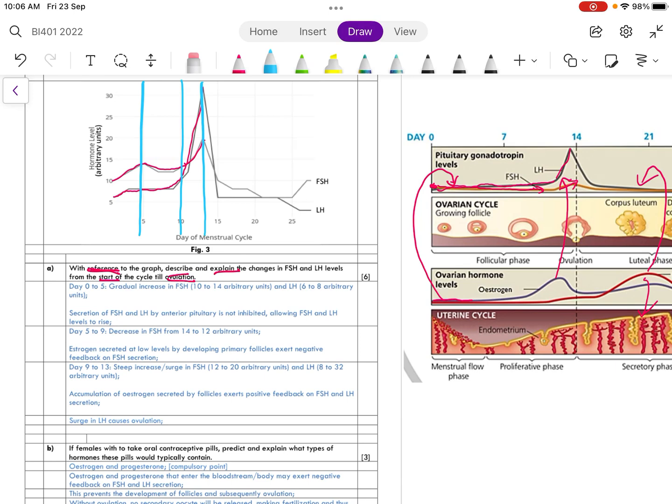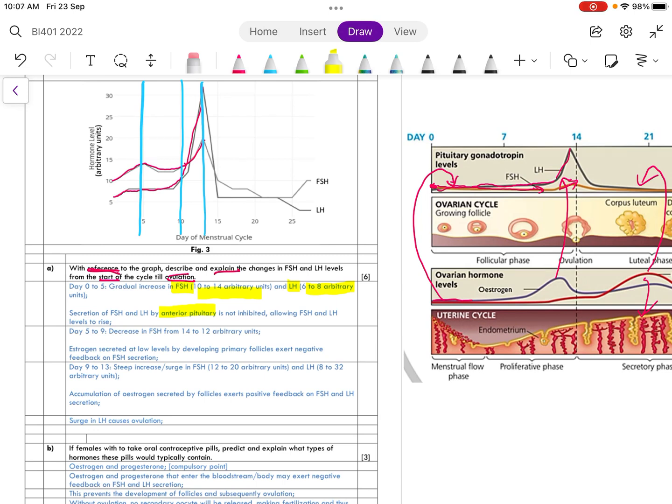So from 0 to 5, you see that there's a gradual increase in FSH and LH, and you want to quote some values. So how do we explain this? Why is there a gradual increase? There's a gradual increase because it's being secreted by the anterior pituitary gland, which is not currently inhibited by anything yet.